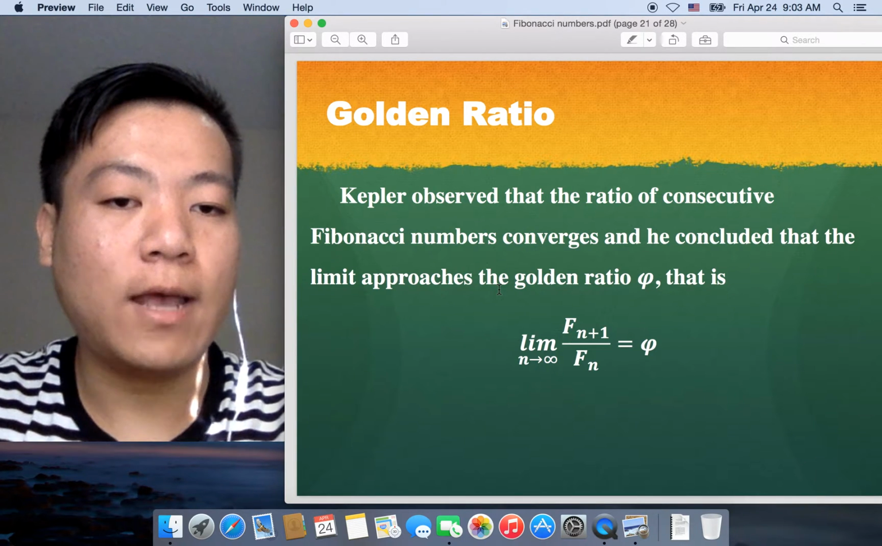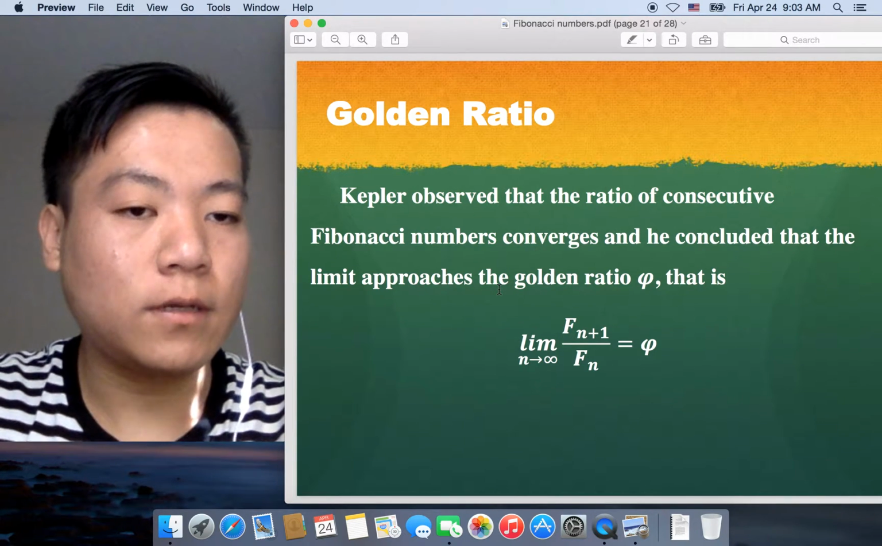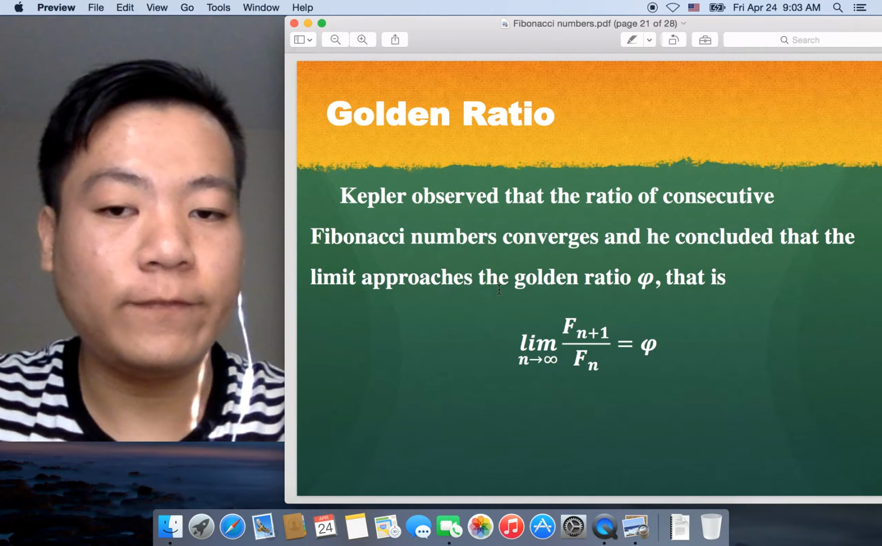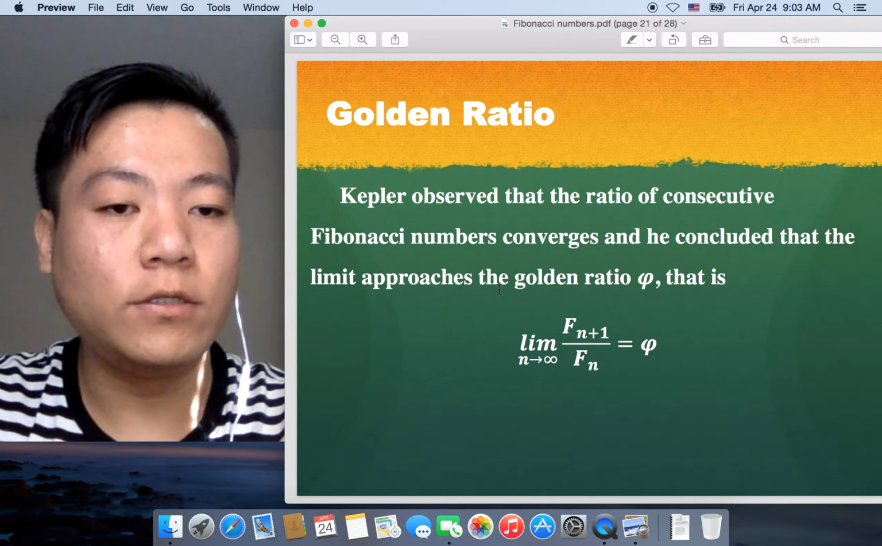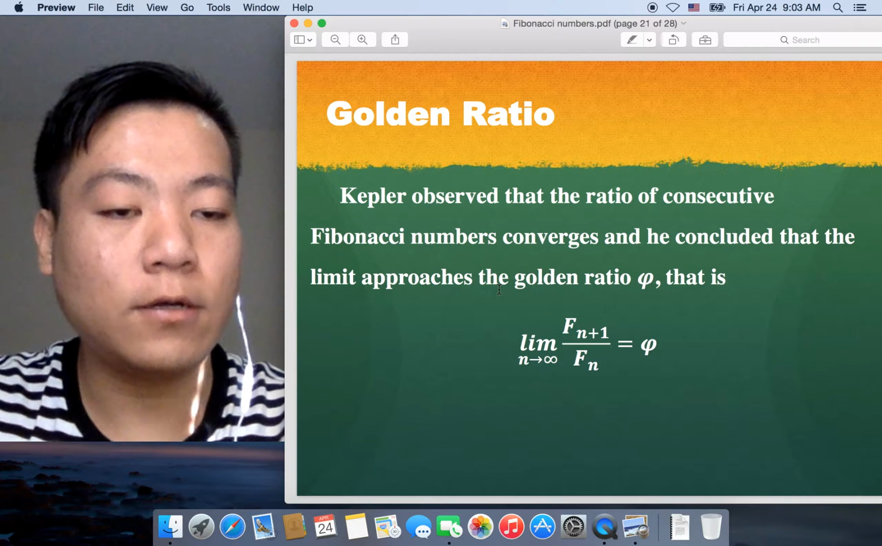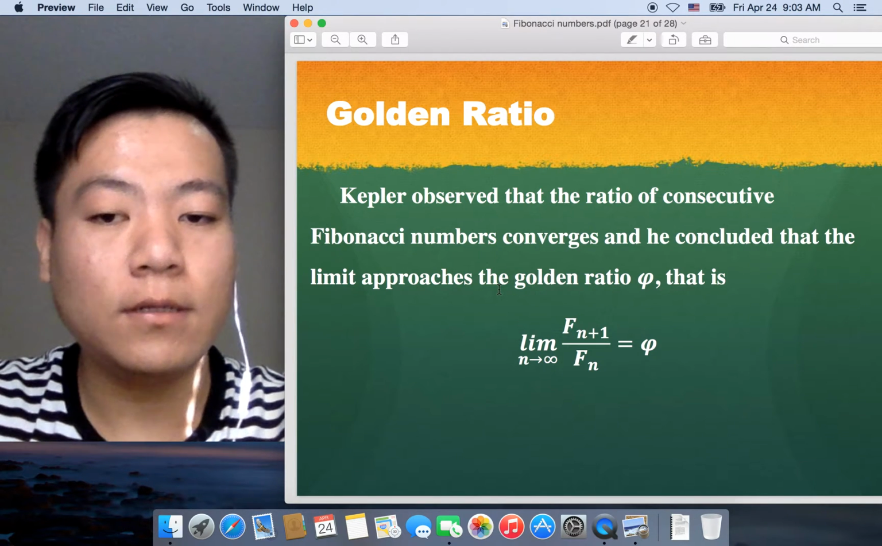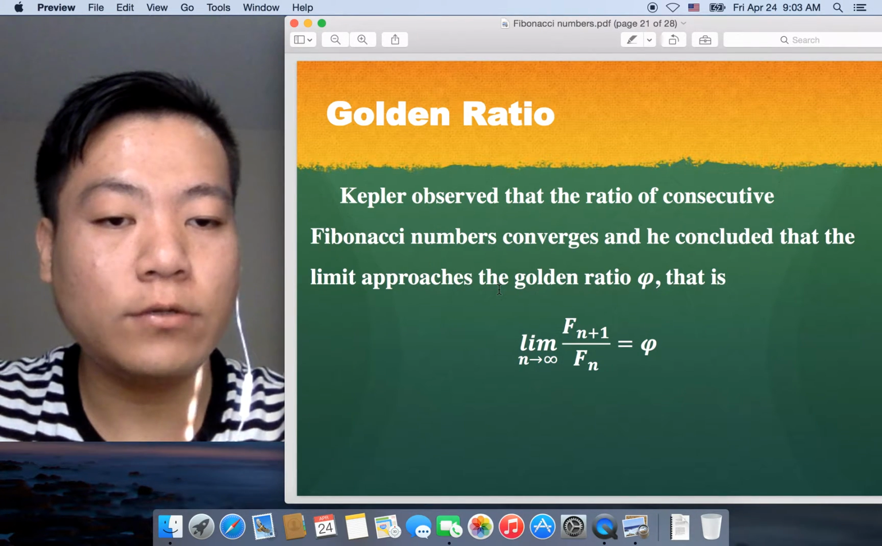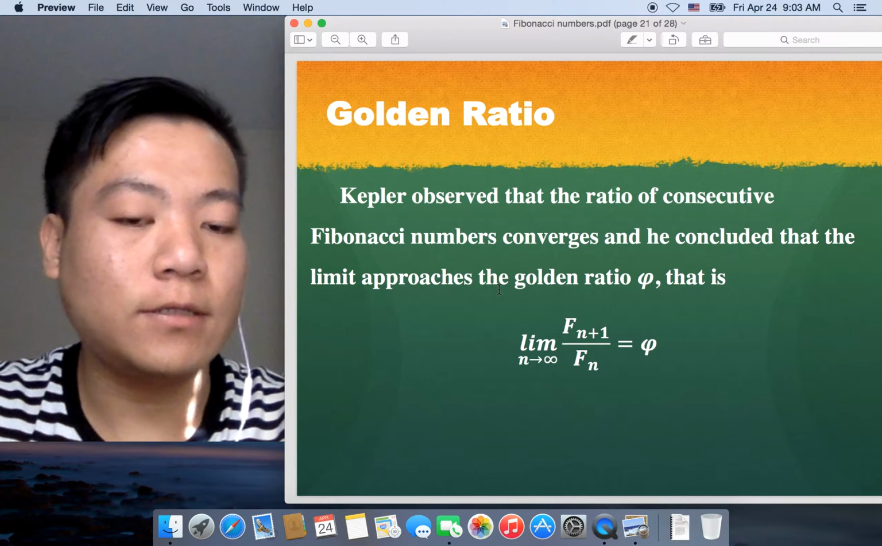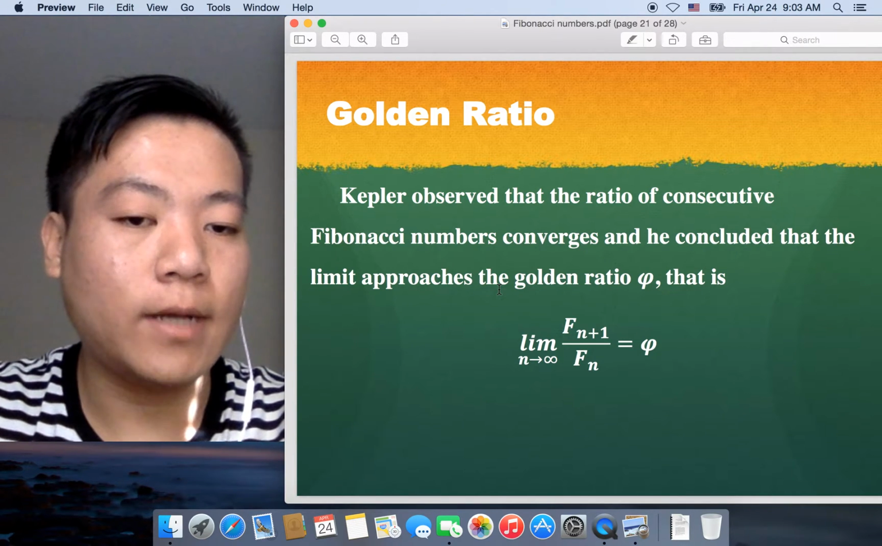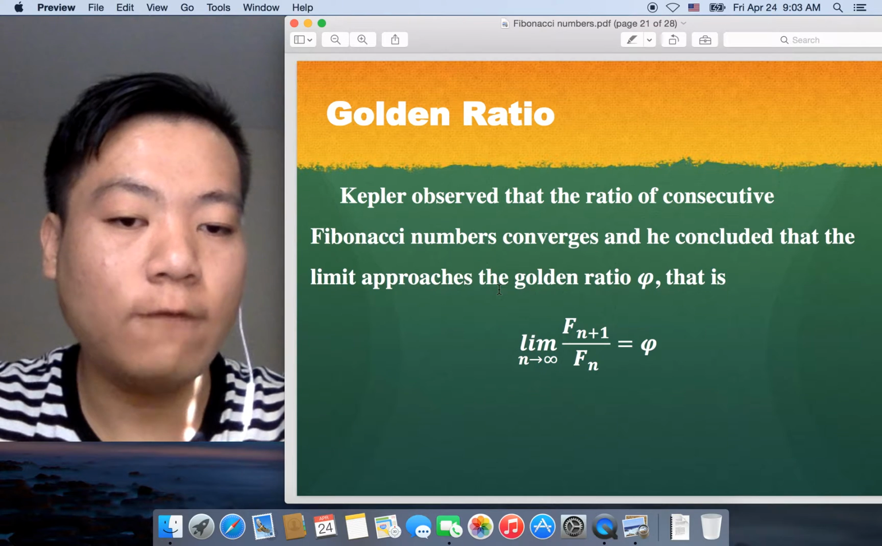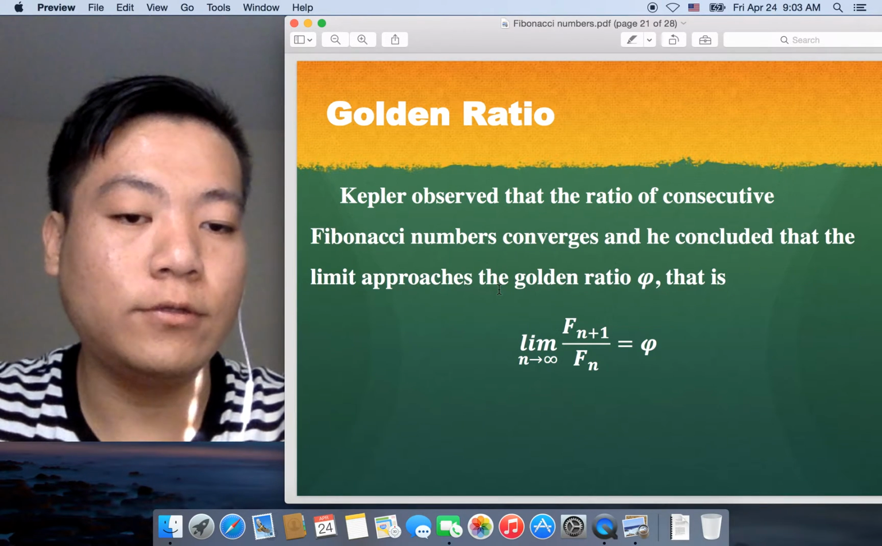Kepler observed that the ratio of consecutive Fibonacci numbers converges, and he concluded that the limit approaches the golden ratio phi, that is, the limit of F_{n+1} over F_n equals phi.